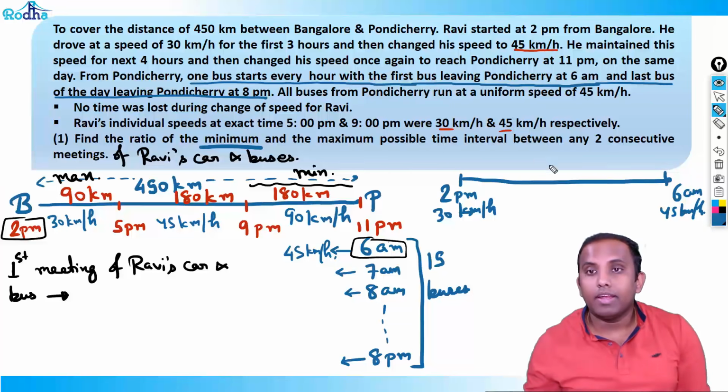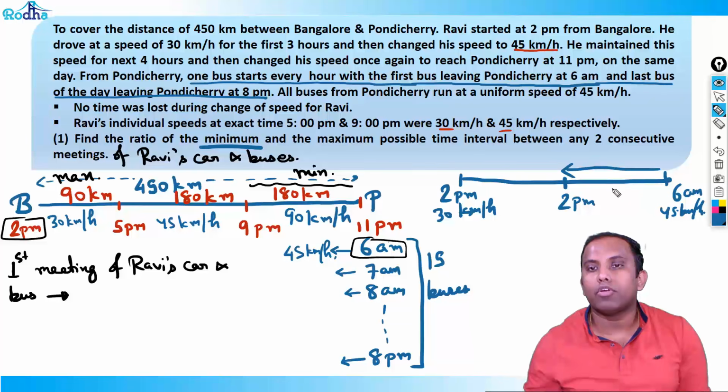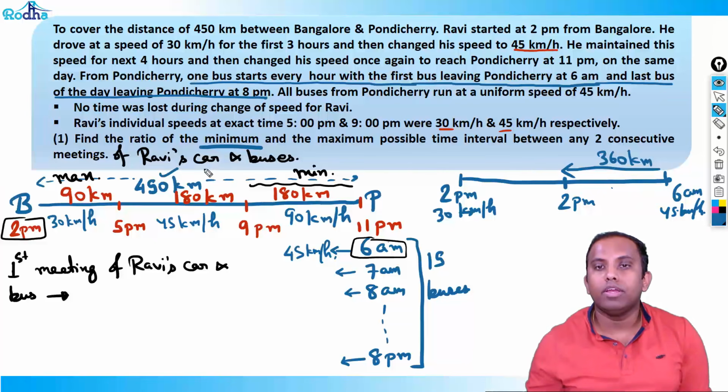Now in 8 hours, first I have to equate time, no? So at 2 p.m., how much will this bus move? This bus will move 45 kilometer per hour for 8 hours. So 45 into 8, this bus will move 360 kilometer at 2 p.m. The total distance was 450, so only 90 is left. At 2 p.m., this is the bus, this is my car, and the distance is 90 kilometer.